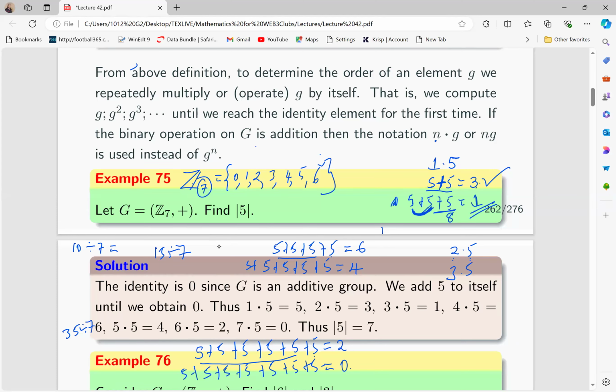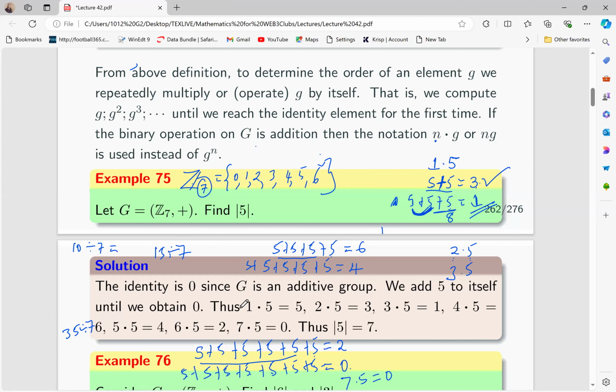So you're asking yourself, what is the smallest number that, when multiplied by 5, gives you 0? And we found it to be 5, 7 times. 5, 7 times will give you 0. 1, 2, 3, 4, 5, 6, 7. So that is what we do.